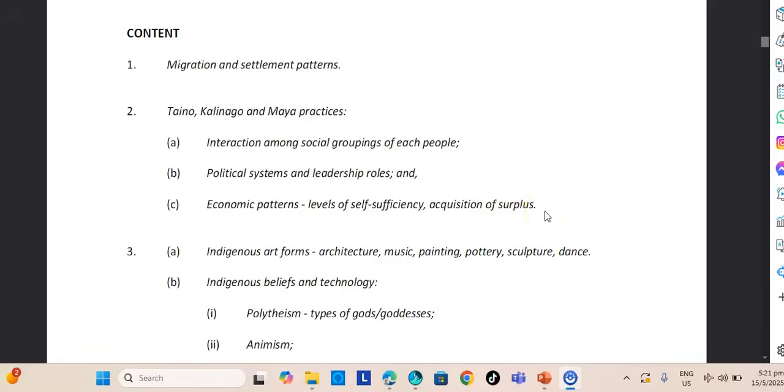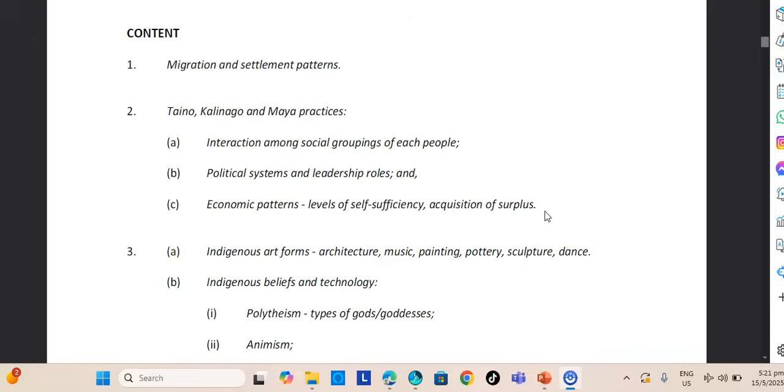They also produced pottery. Now, the level of self-sufficiency and acquisition of surplus. Most households were self-sufficient. They grew their own food and made basic goods. City-states collected tribute from conquered areas in the form of food, labor, and luxury items. Surpluses were stored and used to support the elite class, sustain large urban centers, or fund religious festivals.